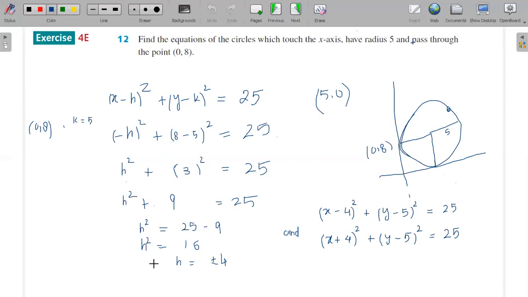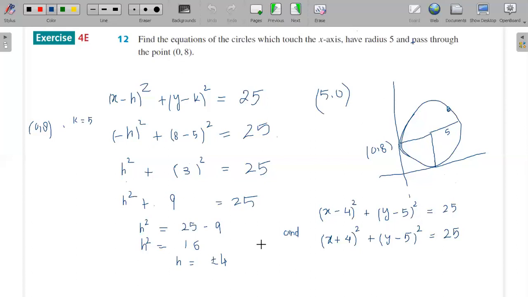And when we take the square root of any square number, then we have two values. So we have two values of h, positive 4 and negative 4. So putting these two values of h, we have these two equations. First of all, we will put h equal to positive 4. So we get x minus 4 whole square, because of the minus sign in the formula. So we have put k and h positive: x minus 4 whole square, y minus k, k is now 5, 5 whole square equal to 25.